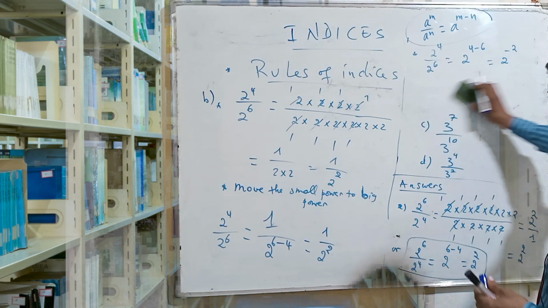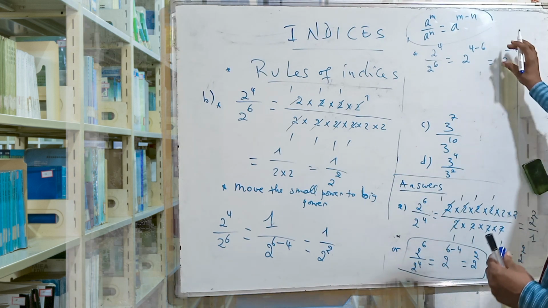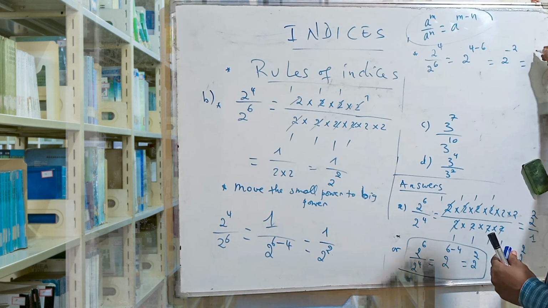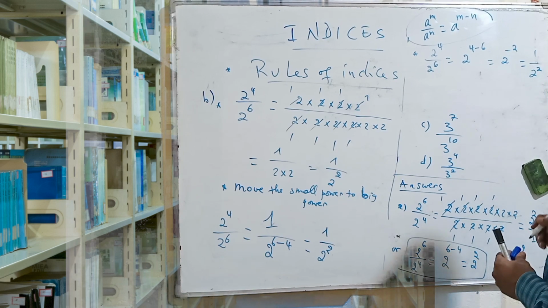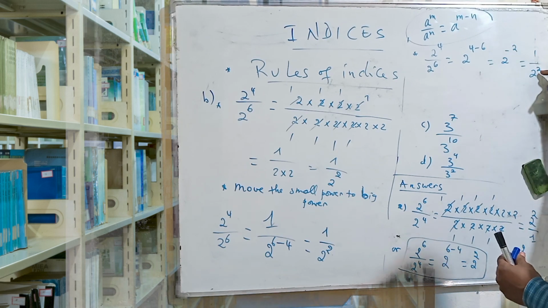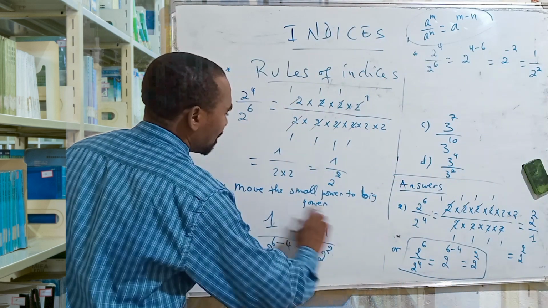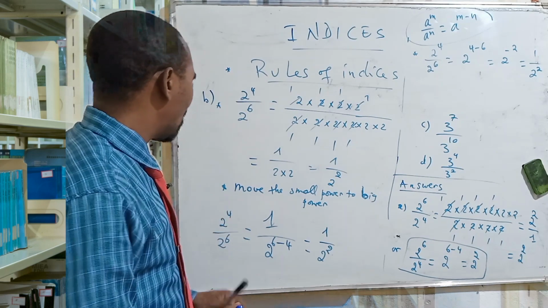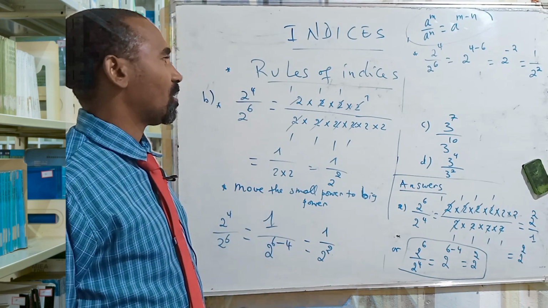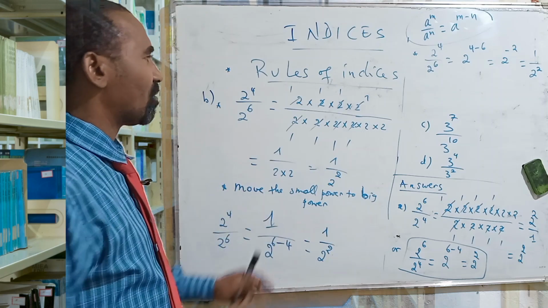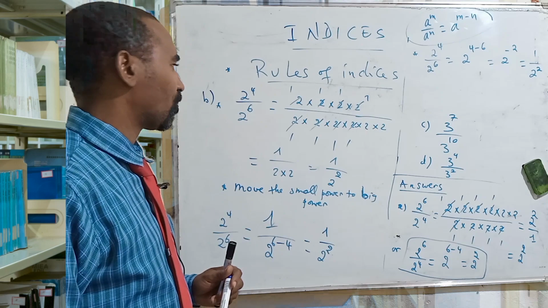You can now apply the third property, because it's better to leave the answer in positive power. It becomes 1 over 2 power 2. This power, when it moves to the denominator, becomes positive. You see, they will be the same, but it is very short to consider that small power moves to big power. It is the one which is short and gives the answer faster than that one.